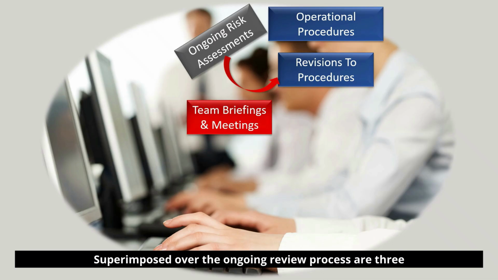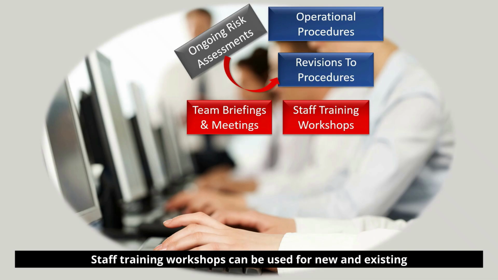Superimposed over the ongoing review process are three important mechanisms where procedures are fine-tuned, communicated and discussed. Staff briefings and meetings, where operational realities can be discussed and work teams can give feedback on what's working and what's not. Staff training workshops can be used for new and existing employees so that they know about any substantial changes, focusing on new screen layouts and protocols with clear explanations that employees can work through. The idea is to get staff to understand the procedures and know when to seek advice from their supervisors.